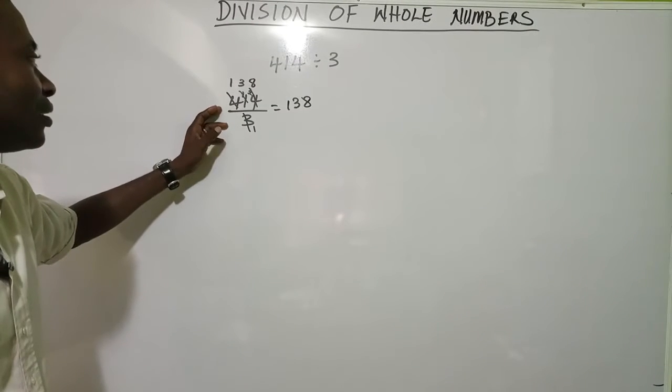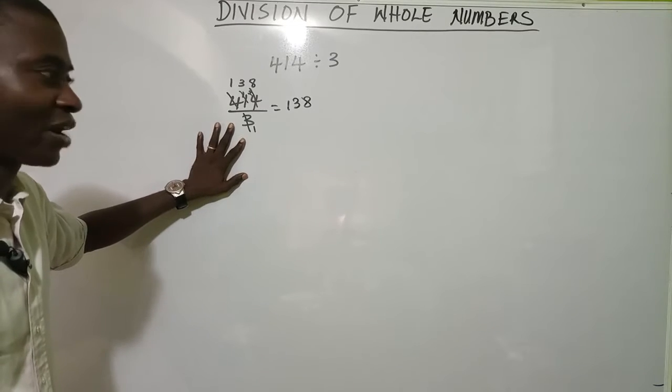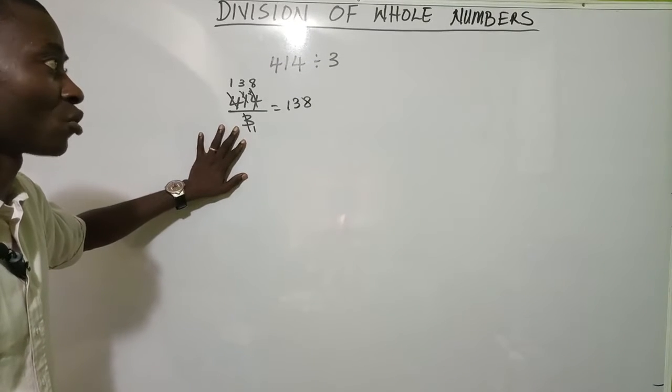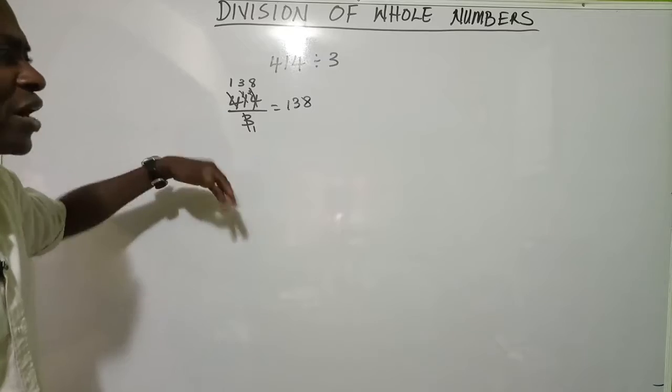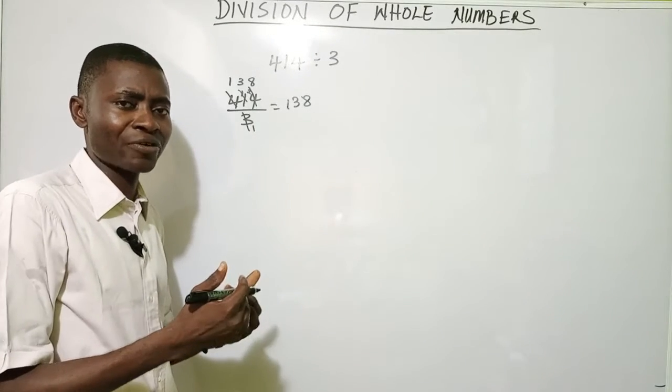Again, let me explain something here. How do you know this? You can easily use your multiplication table. It's very important for you to know your multiplication table, because once you know it, it will be very easy for you to know how many of a number you have in another number and then the remainder.